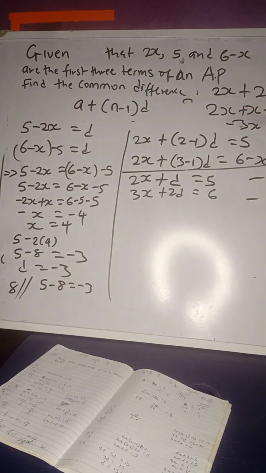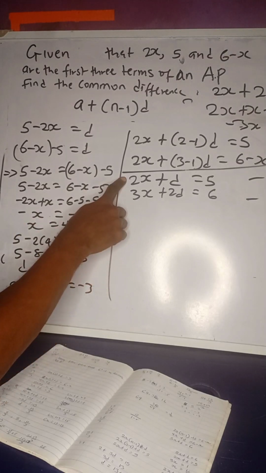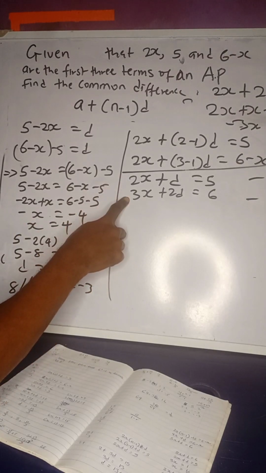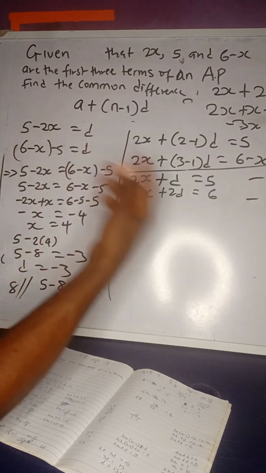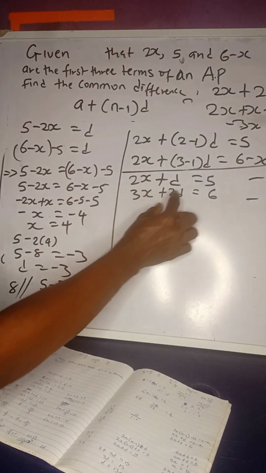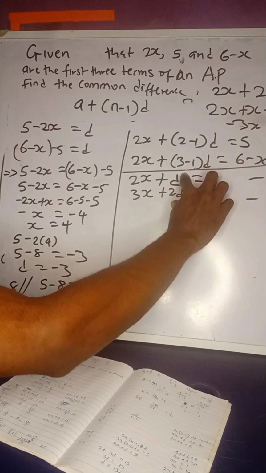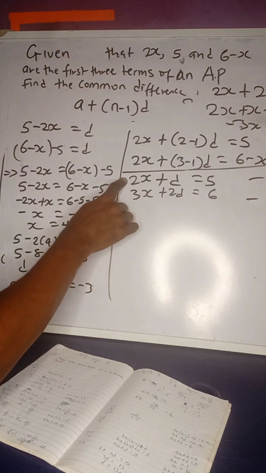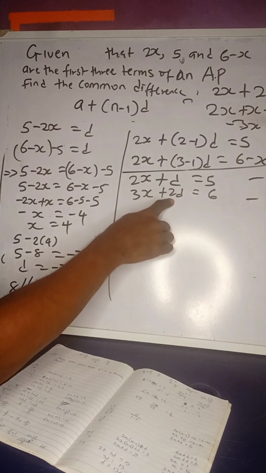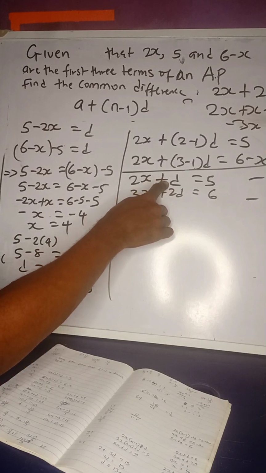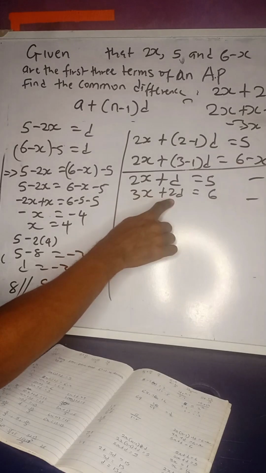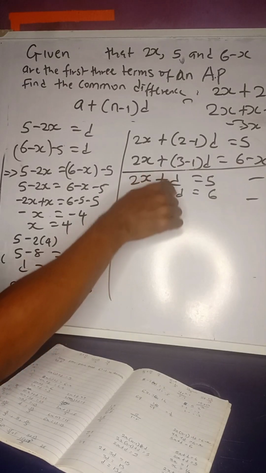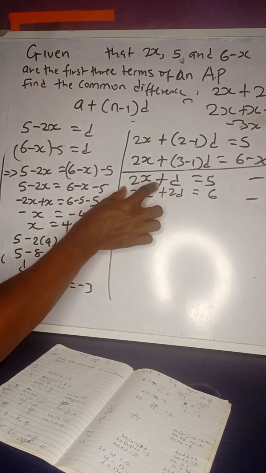One way we can do that is to multiply this equation by 3 and this one by 2, if I want to eliminate x. But if I want to eliminate d to have only x, all I have to do is multiply this equation by 2. The coefficient of this one is 1. So if I multiply this one by 2, I'll have 2d. If I multiply this one by 1, I will have 1d. So it's equal.